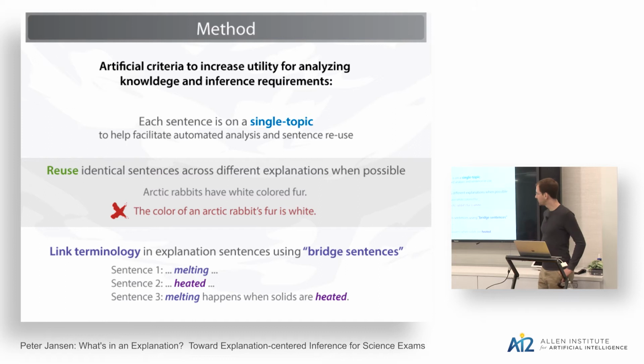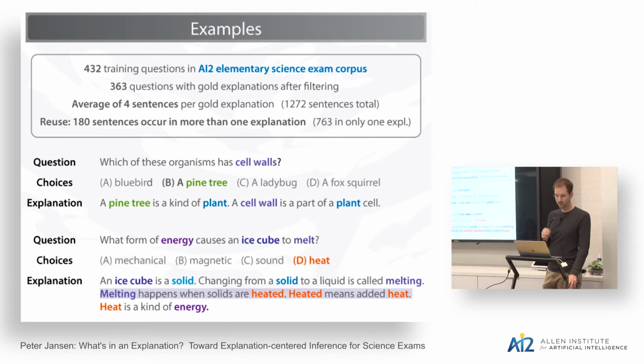And third, the sentences need to be explicitly lexically linked to each other. So if you have a sentence that mentions melting and a sentence that mentions heated, you're going to want to have a sentence that bridges those together, that melting happens when solids are heated, for example. I sometimes call these bridge sentences, but in later work, I might say they're lexical glue. They might not have a lot of content, but they help build the graph.